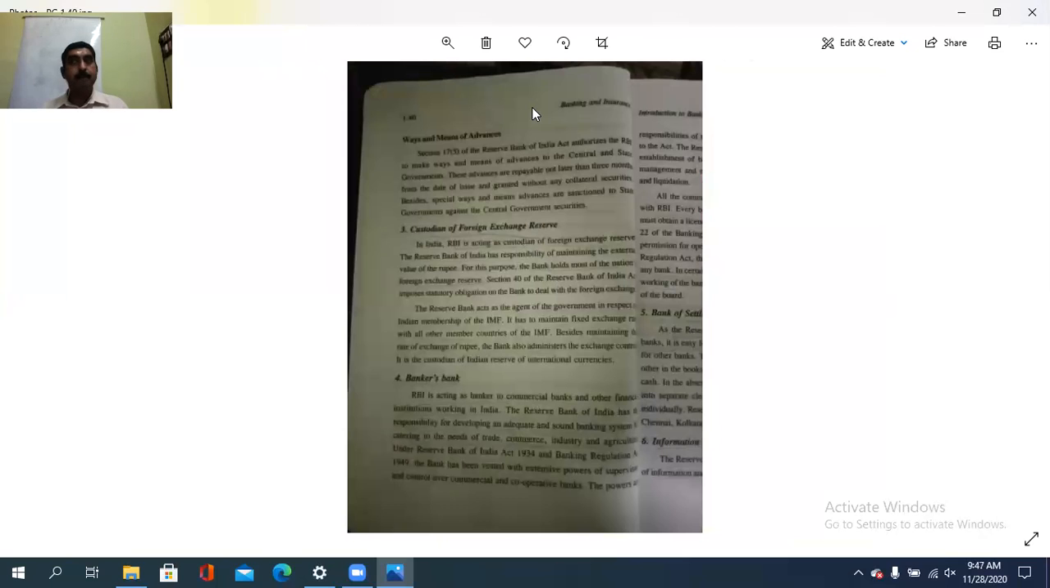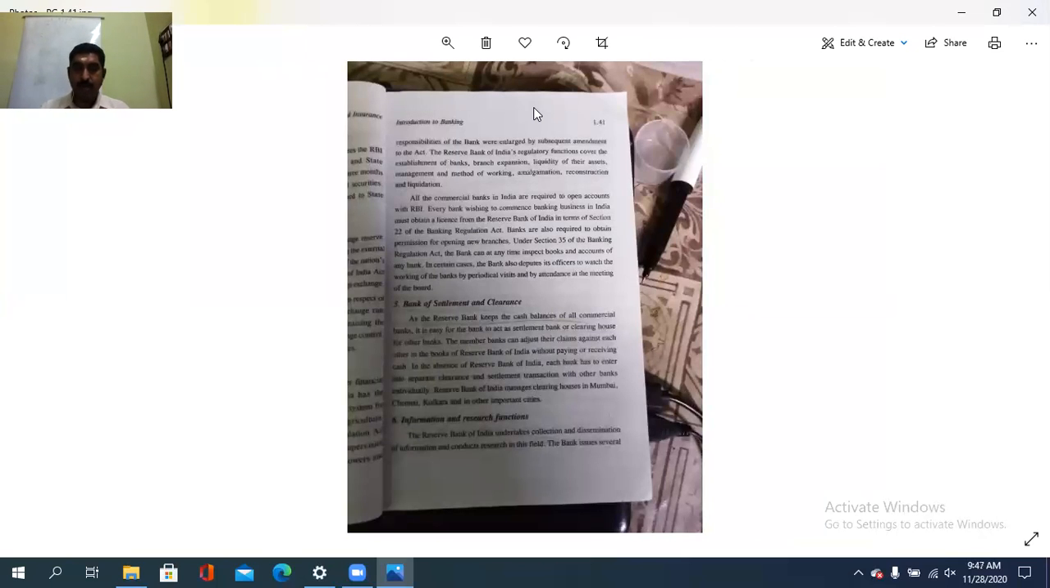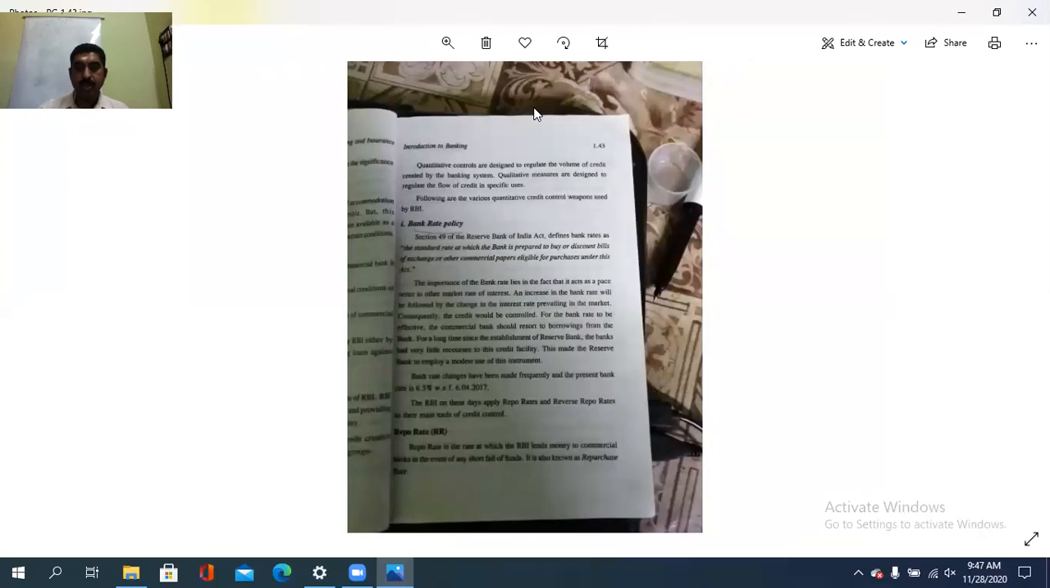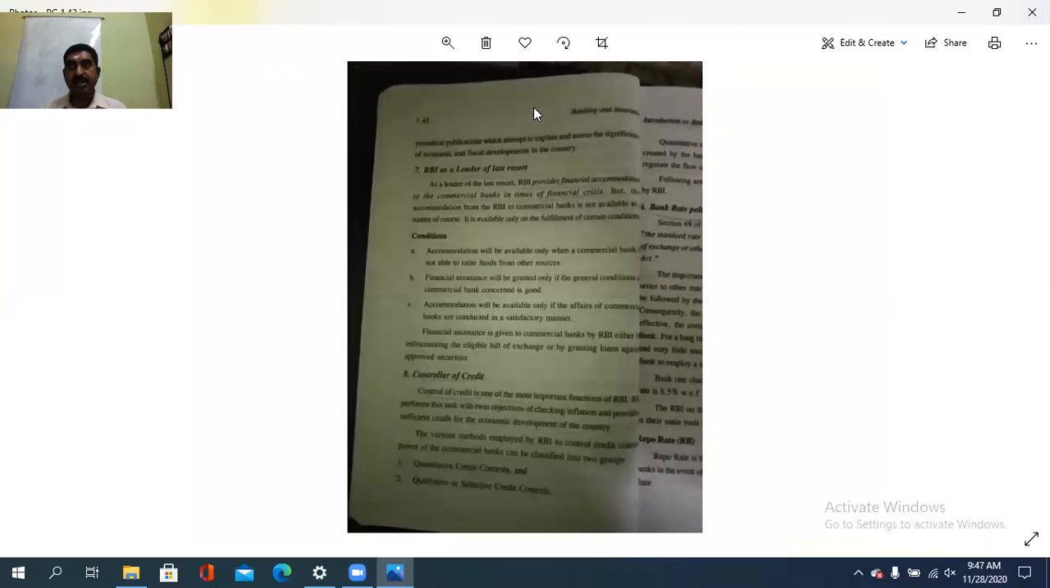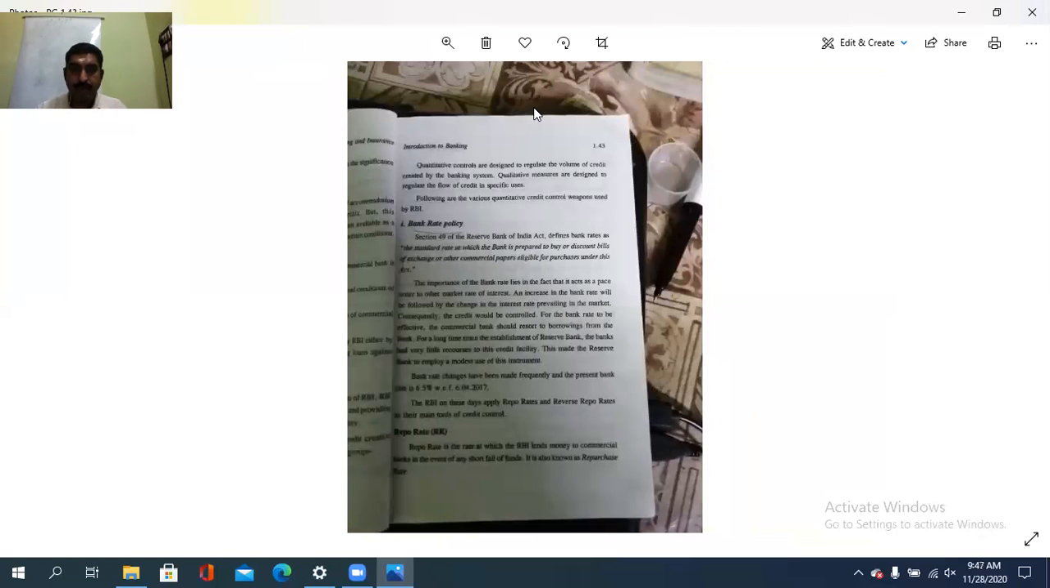Then acting as a banker's bank. Then bank of settlement and clearance, also an information and research function, and the controller of credit, both qualitative as well as quantitative control, meaning the volume of the credit to be regulated or the flow of the credit to be assessed. That is the quantitative as well as the qualitative. Under the quantitative thing, the bank rate policy is there. Today we see that one.